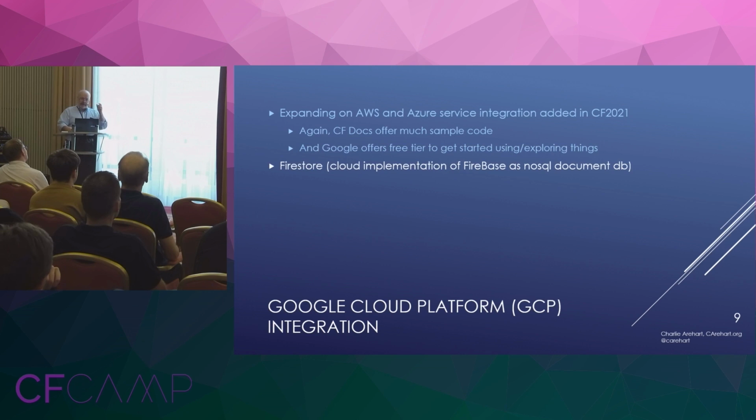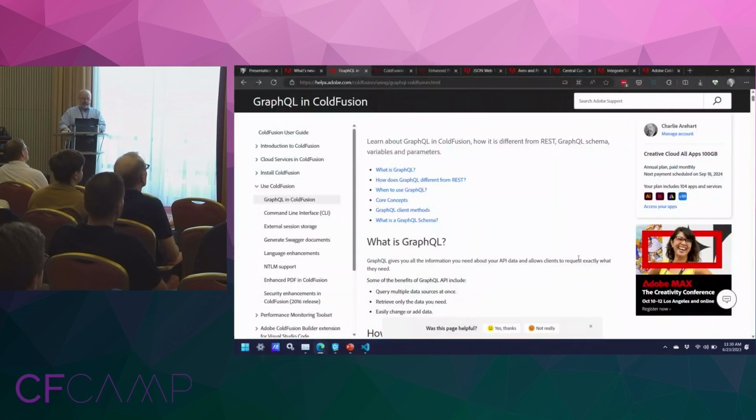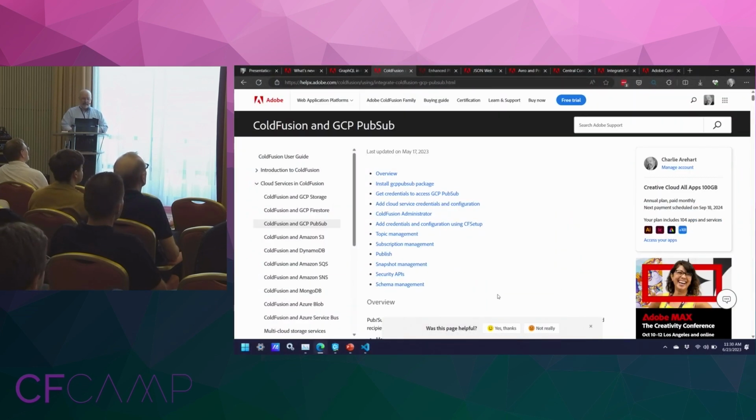And the first major thing, not in any particular order, but what they list is Firestore. And Firestore is a cloud implementation of Firebase NoSQL document database. And there's a whole page of stuff about that. And I just want to stress again, don't worry that you might go, what is that? How do I use it?